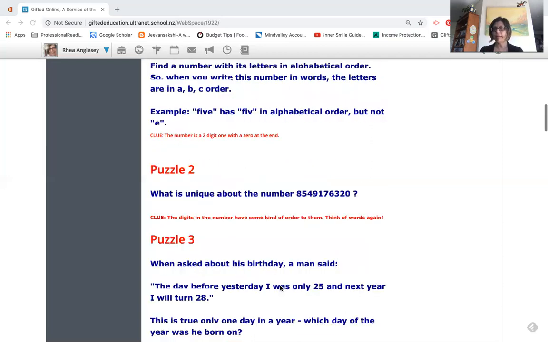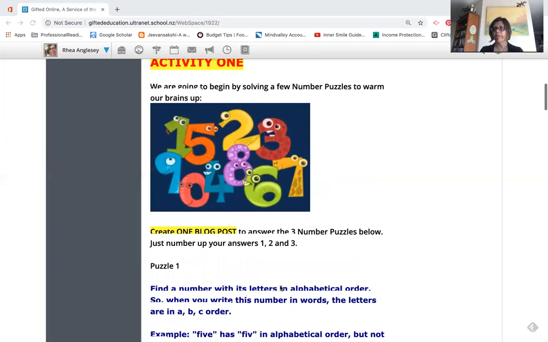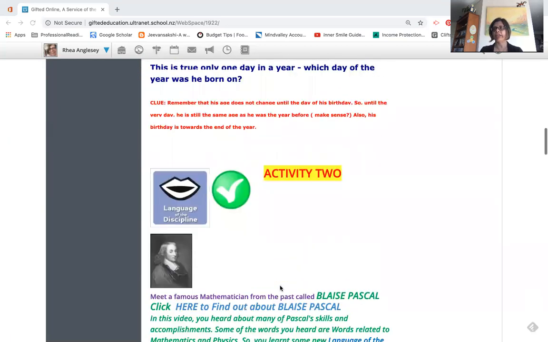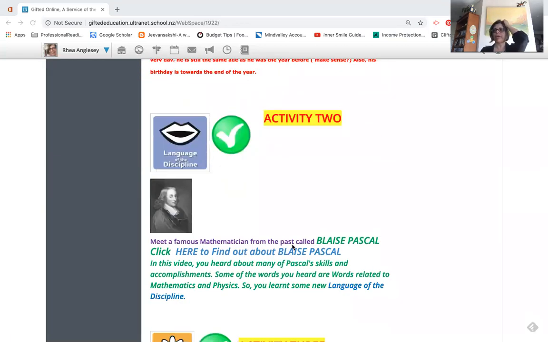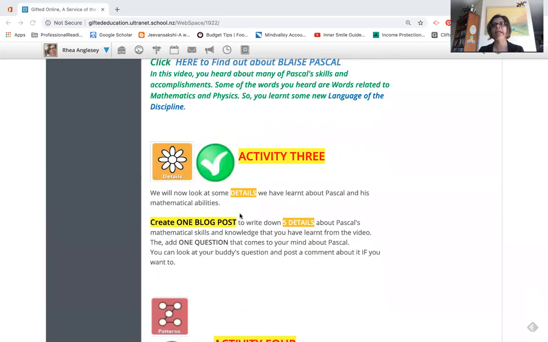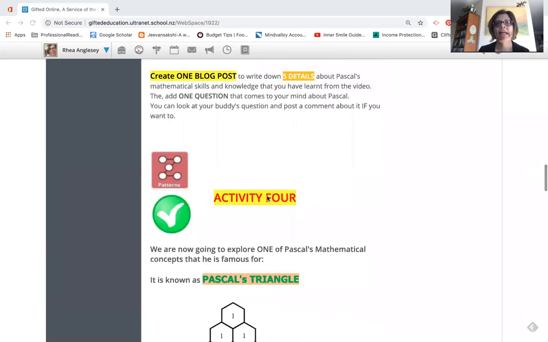Okay? Remember, activity 1, brain teaser number puzzles. Activity 2, watch the video about Pascal and think about him. Understand, learn some new words about mathematics. Activity 3, create a blog post and write down 5 details about Pascal and add 1 question or 1 wondering about Pascal. Fantastic. Activity 4, dun, dun, dun.